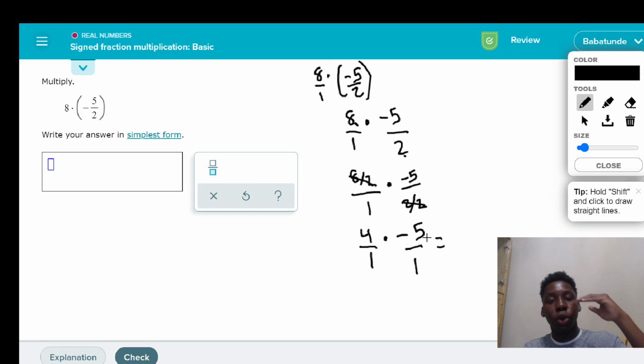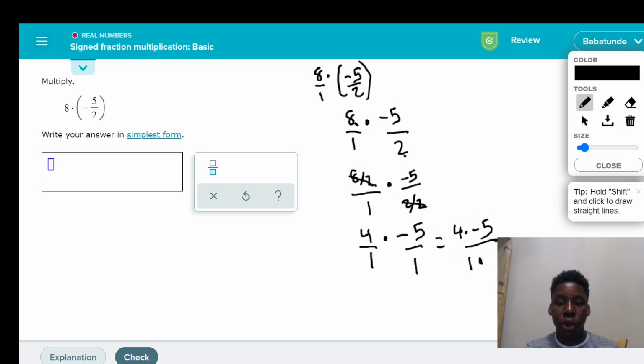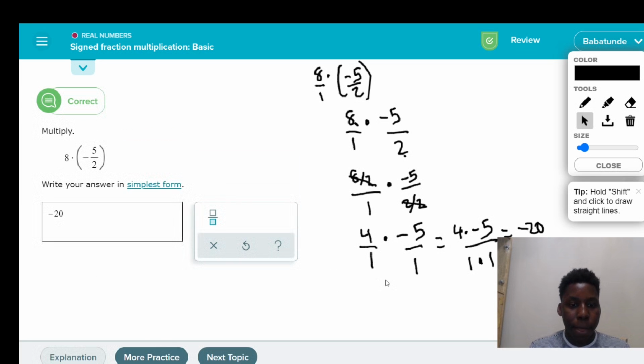Basically, what we do is multiply the top divided by the bottom. This is saying 4 times minus 5 divided by 1 times 1. So 4 times minus 5 equals what? Minus 20, right? It's minus 20 divided by 1. Anything divided by 1 is the same number, so minus 20 divided by 1 equals minus 20. Check that out.